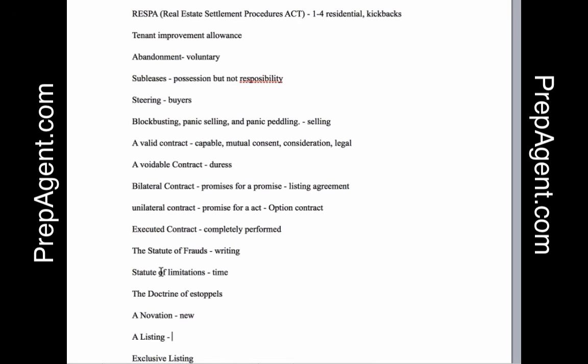Novation is Latin for new. You could almost go reverse on this one. If you look at what you said about bilateral, what I'm getting at here is a listing is a bilateral employment contract. Who's the employer?